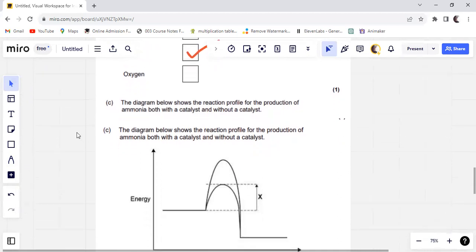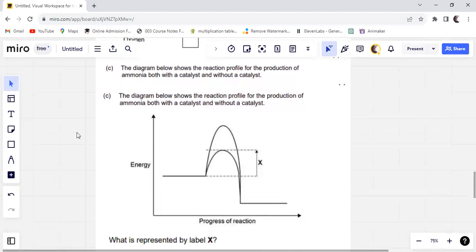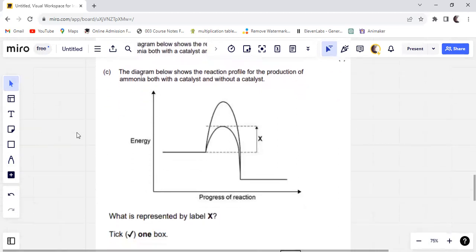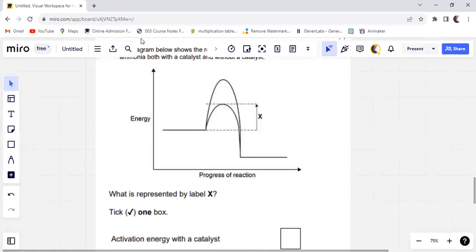Okay, what's the other diagram? The diagram below shows the reaction profile for the production of ammonia, both with a catalyst and without a catalyst. Okay, this is the diagram, the energy profile. You can see over here.